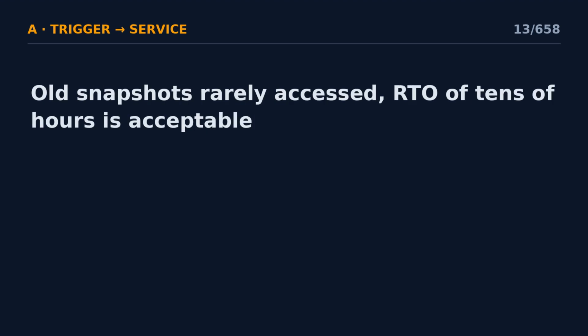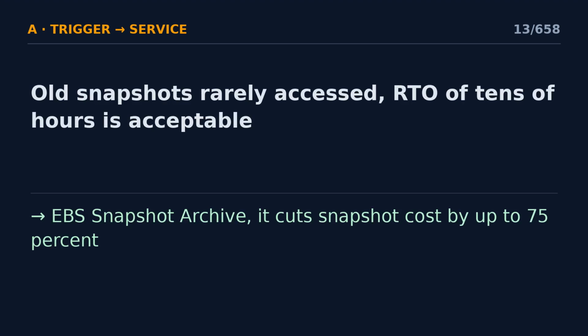Old snapshots rarely accessed. RTO of tens of hours is acceptable. Answer. EBS snapshot archive. It cuts snapshot cost by up to 75%.